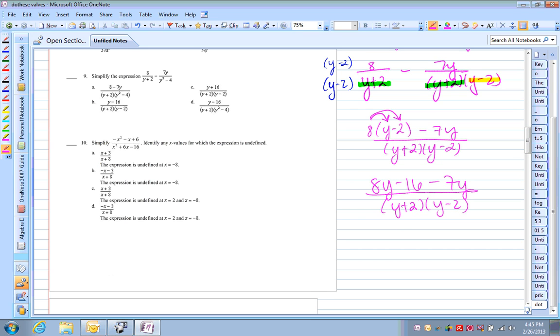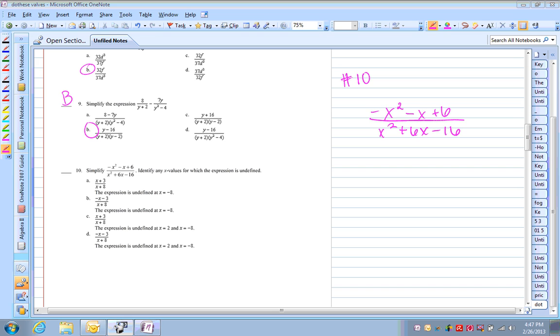Okay, combine like terms. 8y and negative 7y becomes just y. So I have y minus 16 over y plus 2 times y minus 2. Okay, so the answer choice that looks like that is answer choice B. So my answer choice for number 9 is B. Let's move on to number 10, our last problem.